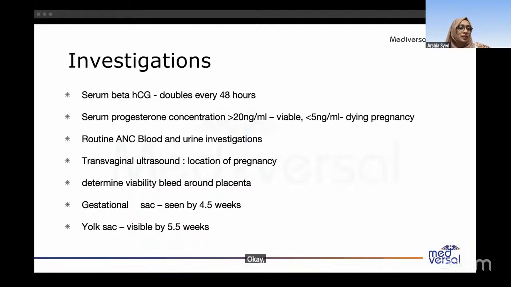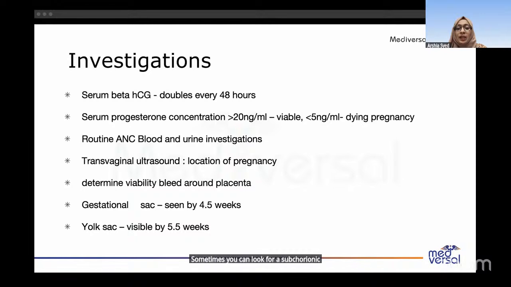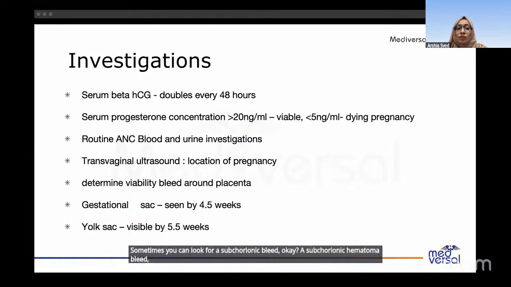You do a transvaginal ultrasound to look for the location of pregnancy and determine the viability. What I mean to say by this is, sometimes you can look for a subchorionic bleed, a subchorionic hematoma. But if you take proper care in these sorts of cases, the pregnancy will continue.